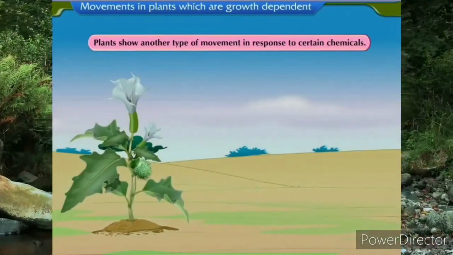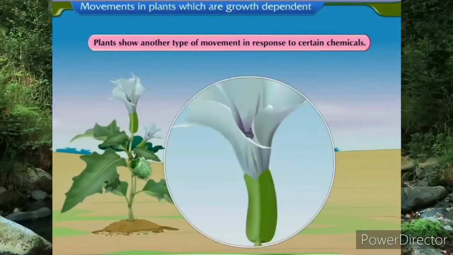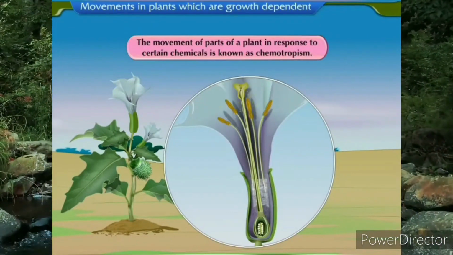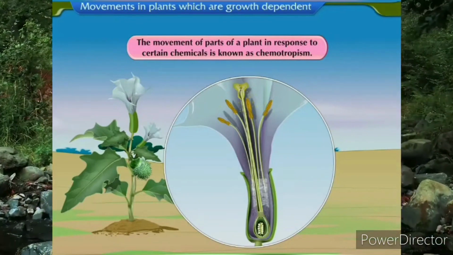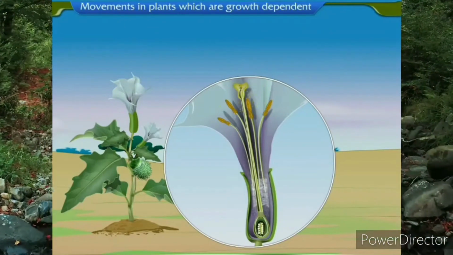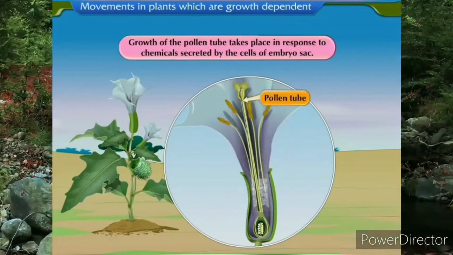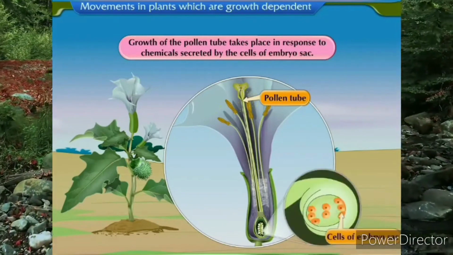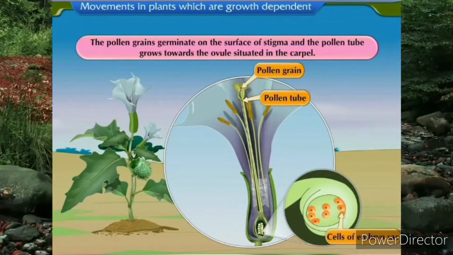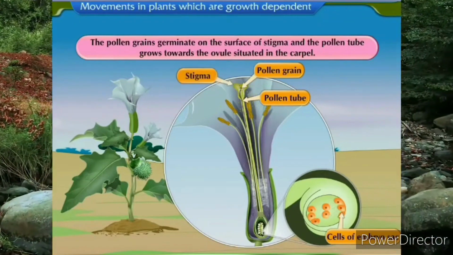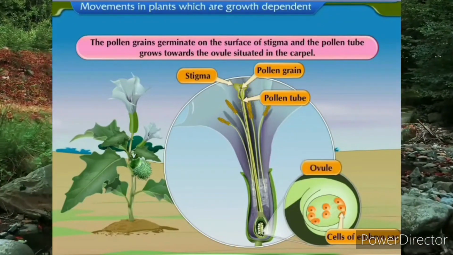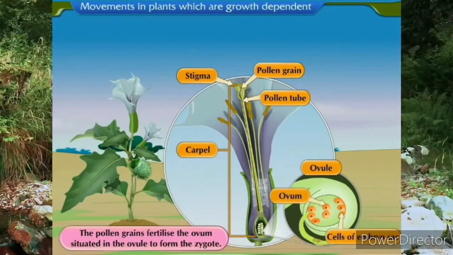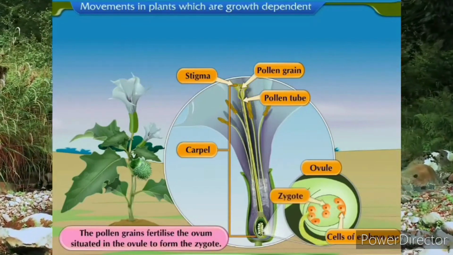The plant shows yet another type of movement in response to certain chemicals. This movement shown by the parts of the plant in response to certain chemicals is known as chemotropism. This type of movement is shown by the pollen tube. Growth of the pollen tube takes place in response to chemicals secreted by the cells of the embryo sac. The pollen grains germinate on the surface of the stigma and the pollen tube grows towards the ovule situated in the carpel. Later, the pollen grains fertilize the ovum situated in the ovule to form the zygote.